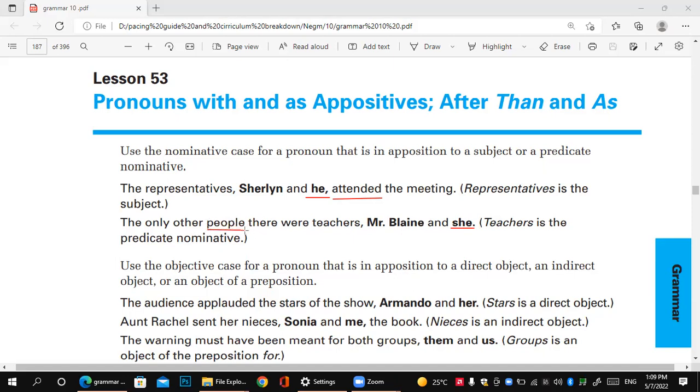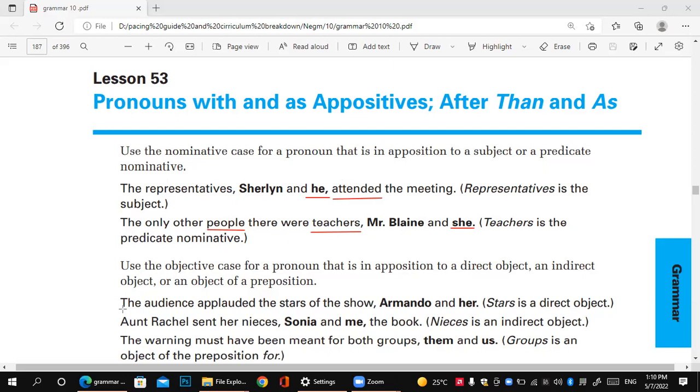So when you tell me the only other people, who are the people? The same people, teachers. Who are the teachers? Mr. Blaine and she. Got it? So here we have to use "she", not "her", because "she" refers to the teachers, and the teachers are the same people in the subject. Okay, so let's move to the next example.